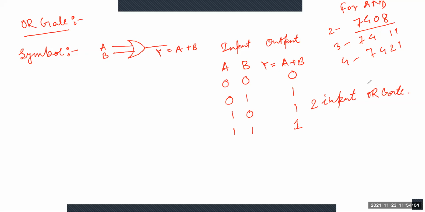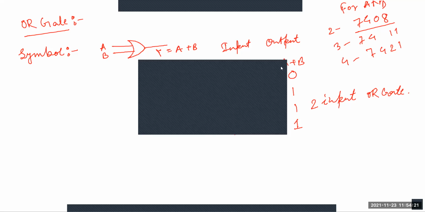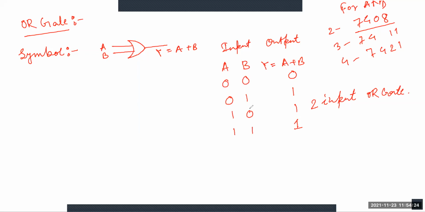Okay, so this is the truth table for a 2-input OR gate. Here you can see that the output assumes the logic 1 state when any one bit is logic 1. If and only if both bits of input are logic 0, in that case we are getting output logic 0, and in the rest of the cases we are getting logic 1.